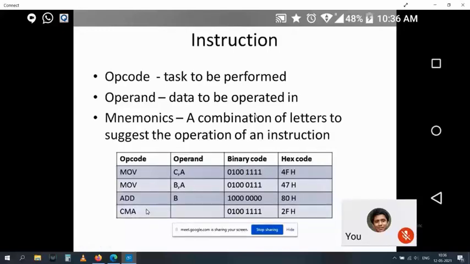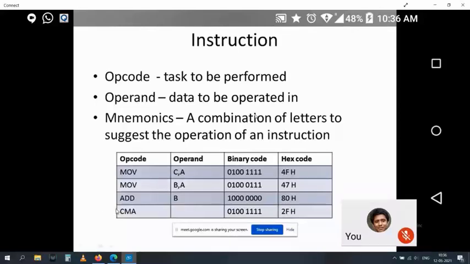Initially, the programmers used to memorize them in the 1970s when this 8085 came into the market. But now these are all available, so you can refer to your books also while writing the program. But for whatever exam purpose and all, you need to memorize it.